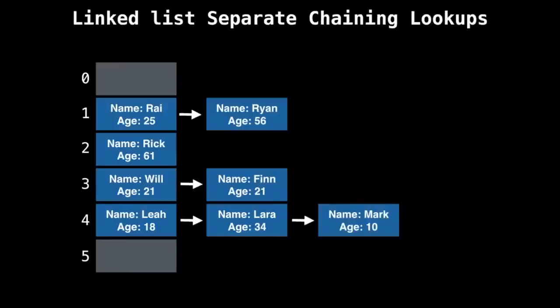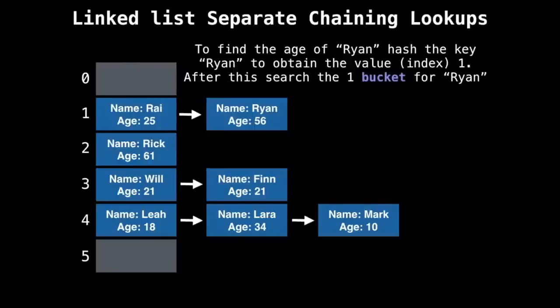Alright, now let's have a look at how we can do lookups in this structure. So it's basically the same thing. Given a name, we want to find what the person's age is. Suppose we have Ryan, and when we hash him, we get 1. So we suspect that Ryan should be in bucket 1. When I say a bucket, I just mean whatever data structure we're using at index 1, in our case, a linked list.